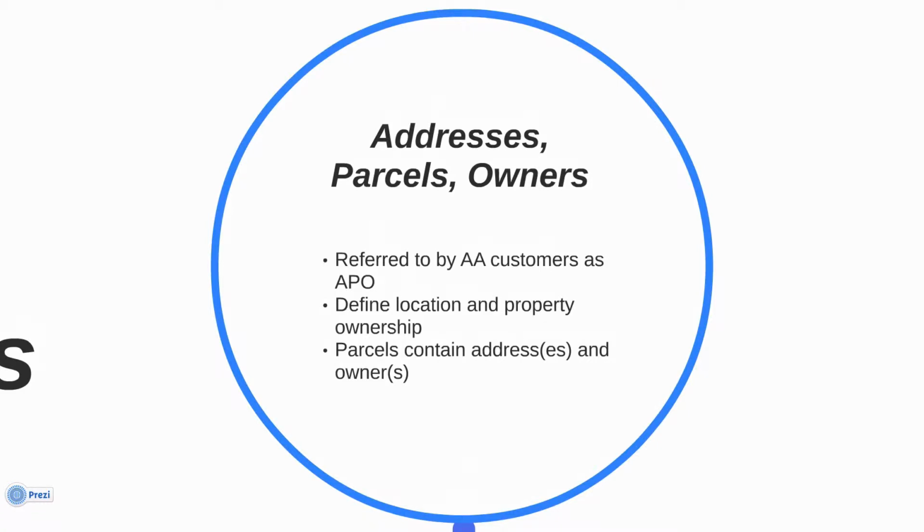Some of the information about the record we'll take a look at now. First up, address, parcels, and owners. We refer to those in Accela Automation, and our customers refer to them as APO. They really define the location and property ownership for a particular record and are heavily used in our land management implementation. There's definitely a relationship between address, parcels, and owners. Typically, a parcel may contain one or more address and one or more owners.